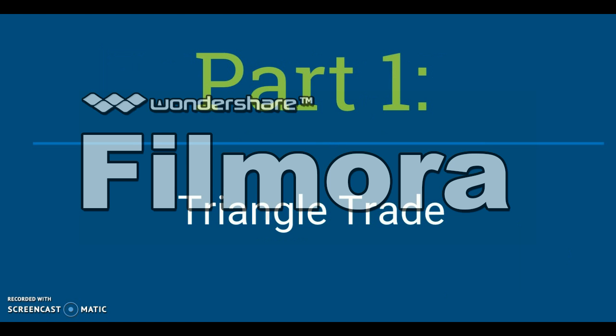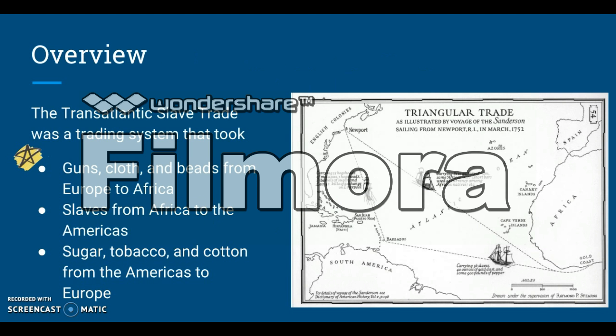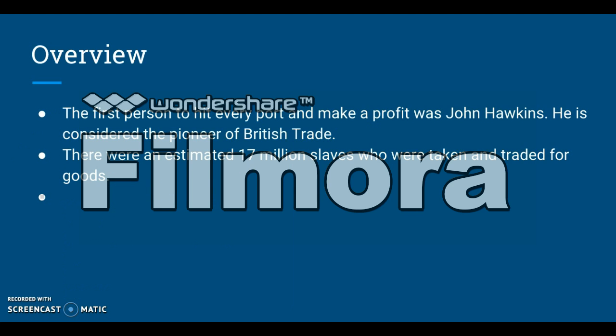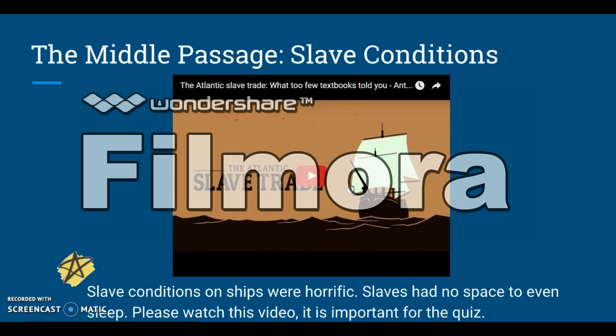The first thing that we're talking about is the triangle trade. You pretty much just read the notes and you'll see that the triangle trade looks like a triangle. So you take things from Europe to Africa to the Americas. You take finished goods to Africa, then you take slaves from Africa to the Americas, and then you take from the Americas sugar, tobacco, and cotton back home to Europe. It's very profitable.